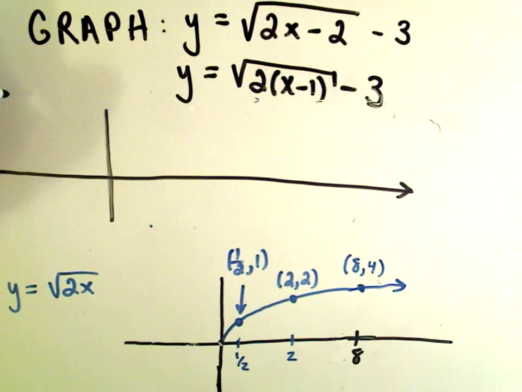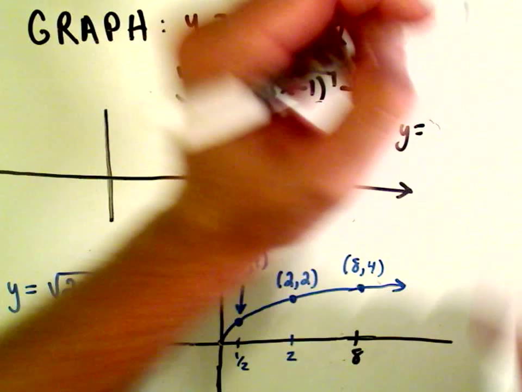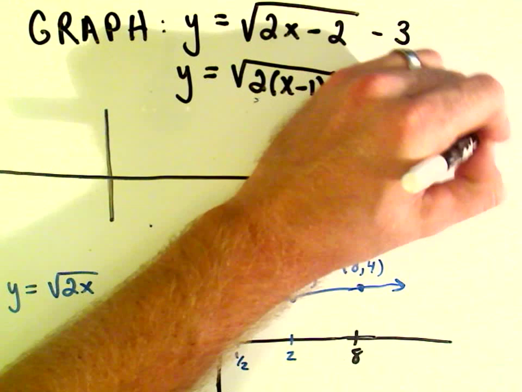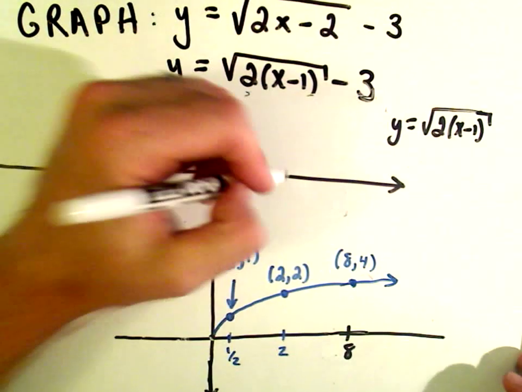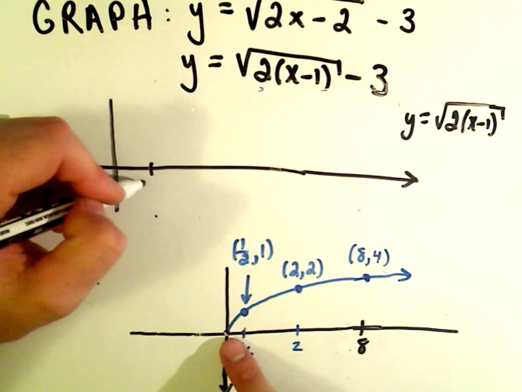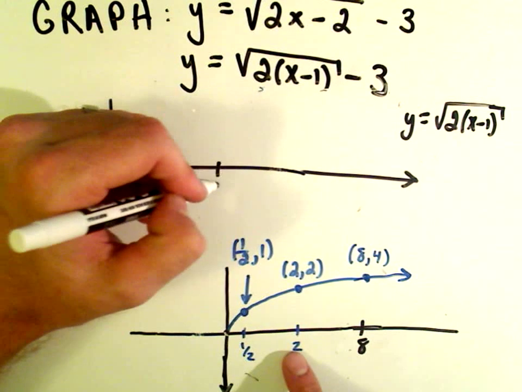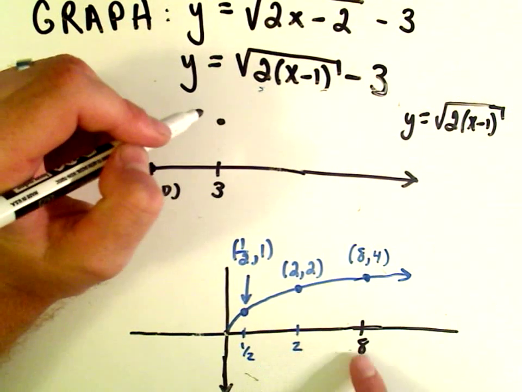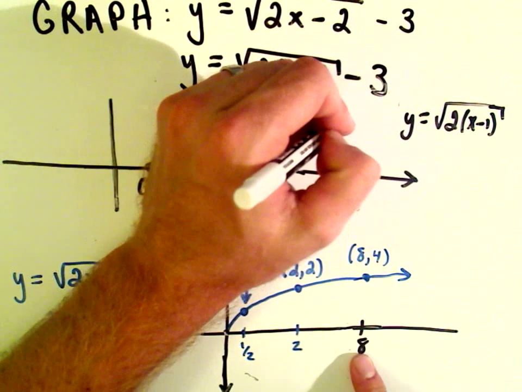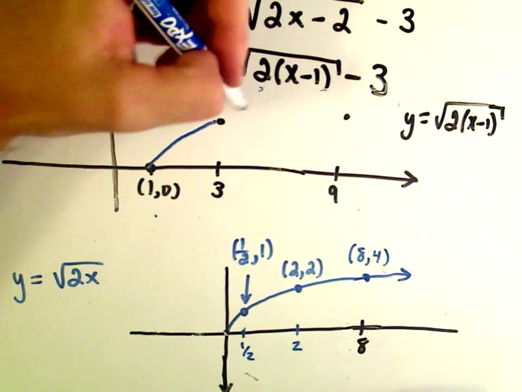Okay, so now we're going to graph y equals the square root of 2 times the quantity x minus 1. When I go to do this, I just move everything to the right. Instead of being at 0, 0, it's going to be at 1, 0. Instead of being at 2, 2, it'll now be up here at 3, 2. Instead of being at 8, 4, it'll now be at 9, 4. Then we'll connect the dots, keeping it sort of curvy.